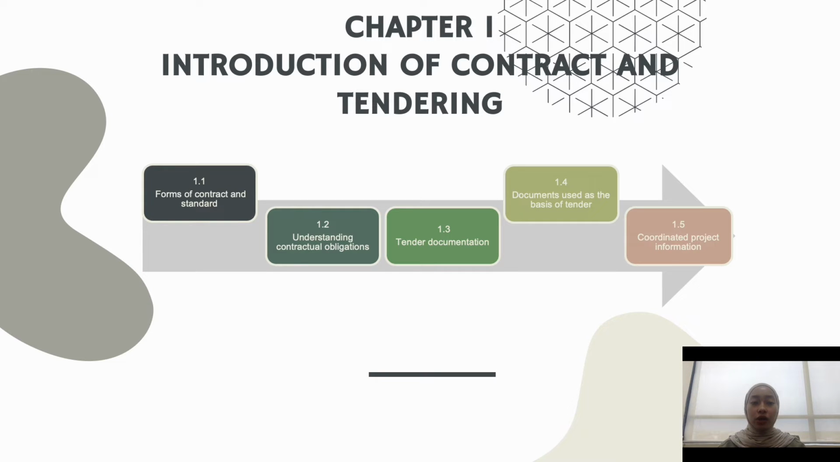Okay, for Chapter 1, Introduction of Contract and Tendering. This is the subtopic for this Chapter 1. We have form of contract and standard, understanding contractual obligation, tender document, documents used as the basis of tender, and coordinated project information. So basically in this chapter, the students are able to learn about the standard form of contract, PAM contract, government contract, modified standard form of contract, and also ad hoc contract.